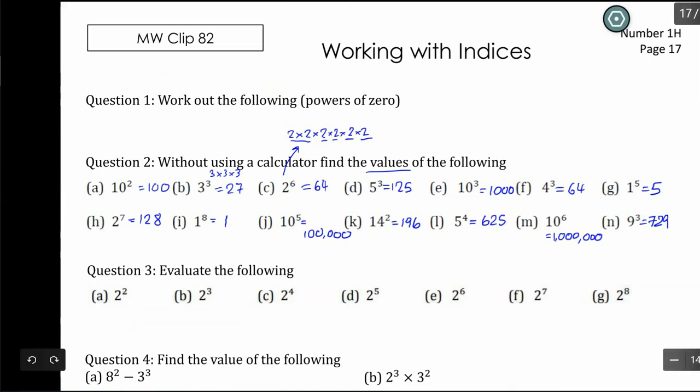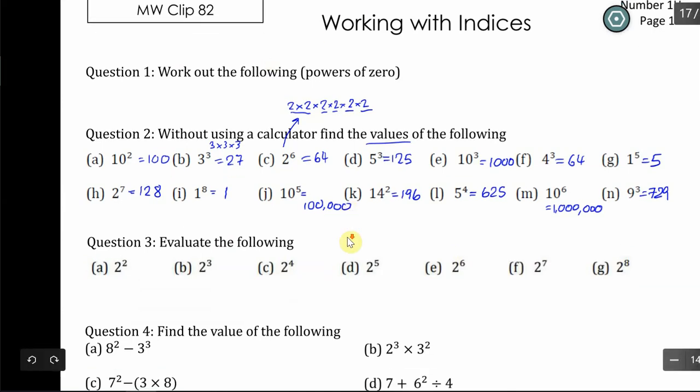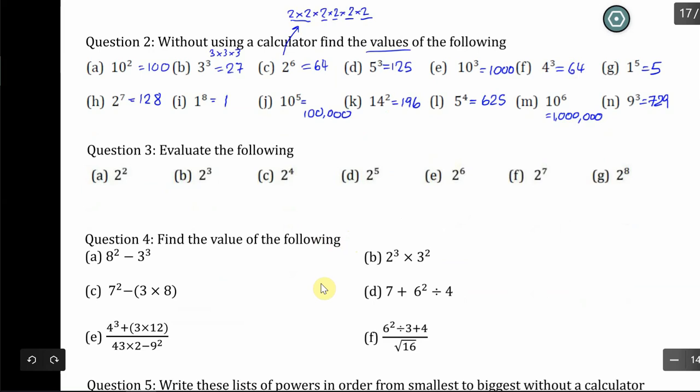Okay, there's the answers to question 2. Scroll down and have a look at question 3. Evaluate the following. Now the word evaluate means exactly the same as find the values did in the previous question. It means actually figure out the answer.